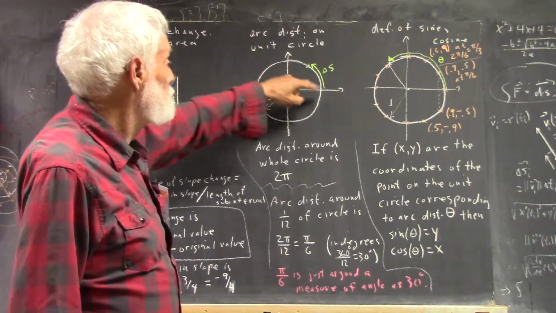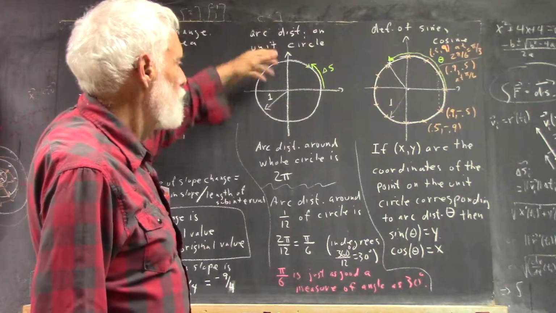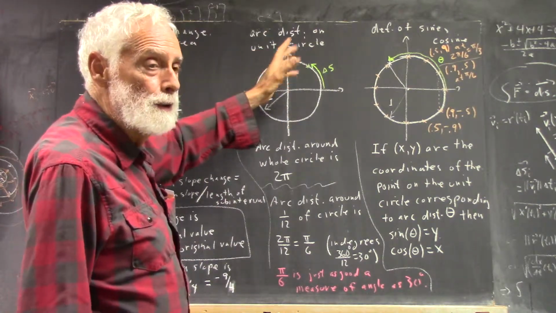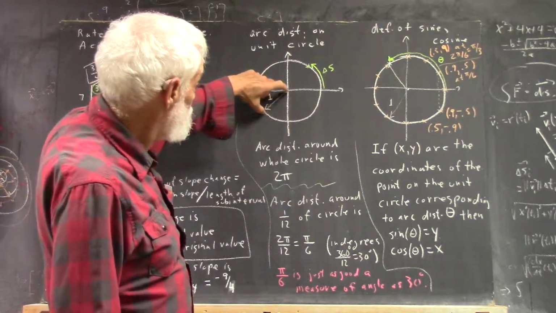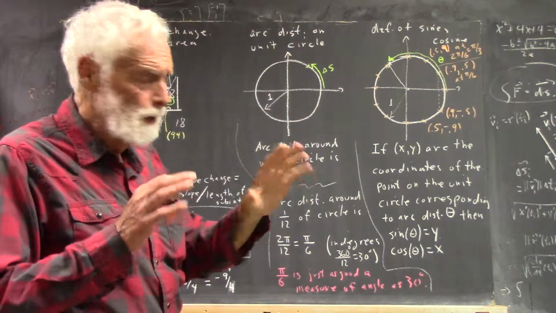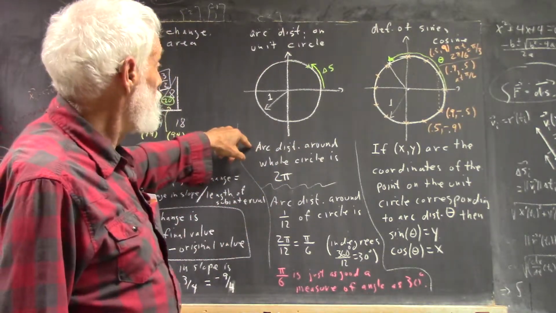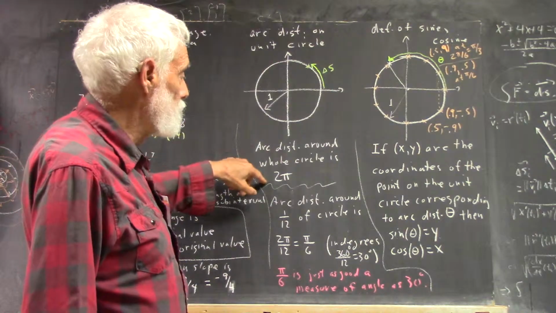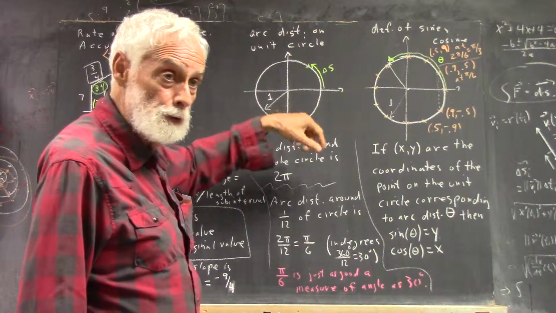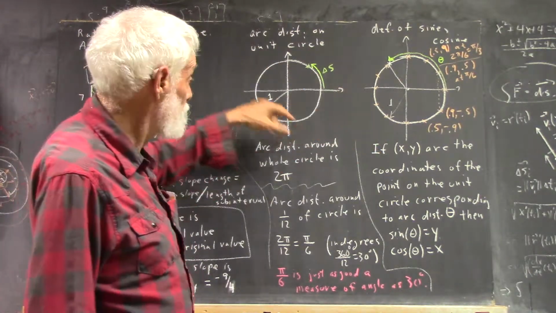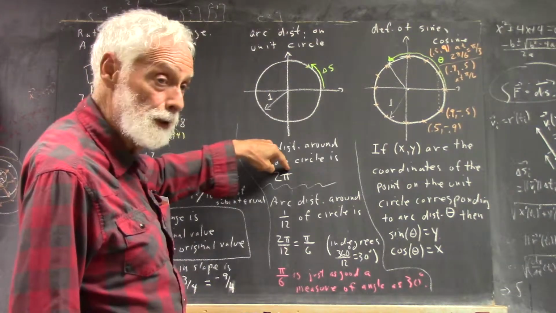Then, since the distance around the circle is pi times the diameter, the radius is 1, the diameter is 2. Sorry, it's a little late in the day. Almost supper time, not a good time. The arc distance around the circle then is 2 pi, because the circumference of the circle is pi times the diameter, and the diameter is twice the radius. Radius is 1, twice the radius is 2, and that times pi is 2 pi.